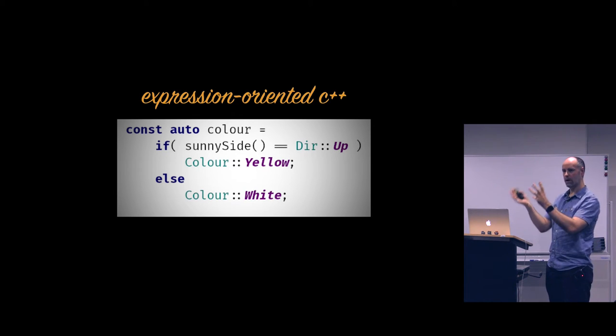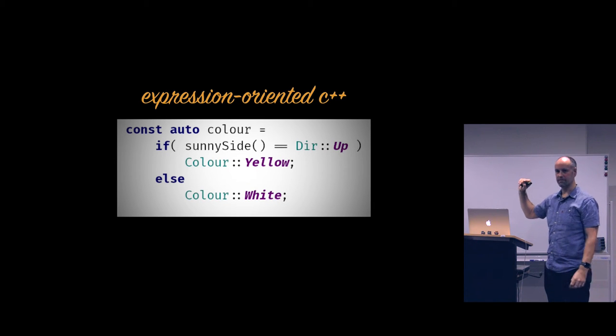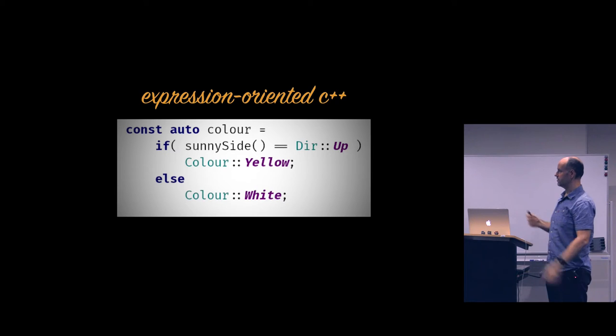And because the whole if expression evaluates to a value now, we can use that to initialize a variable. And as a bonus, we can also use type inference as well. So we've avoided some extra redundancy. And notice we can make it const. So that solves all of the problems we just talked about.